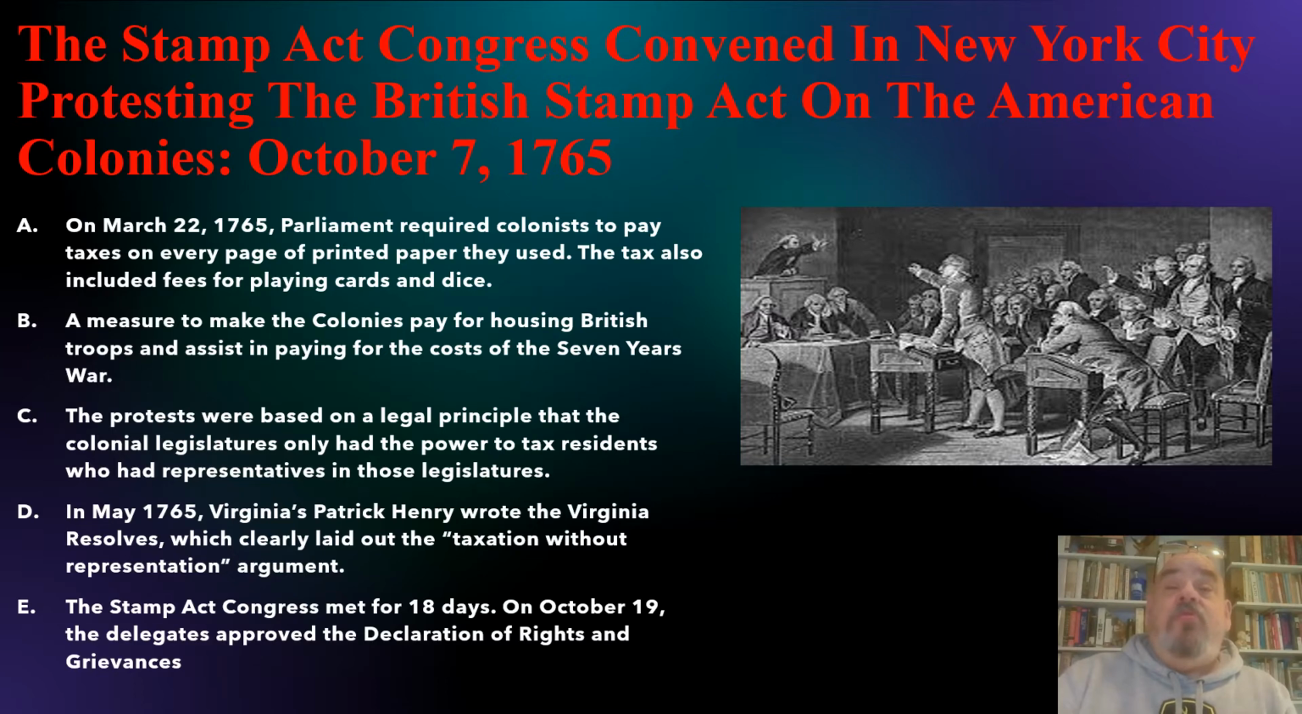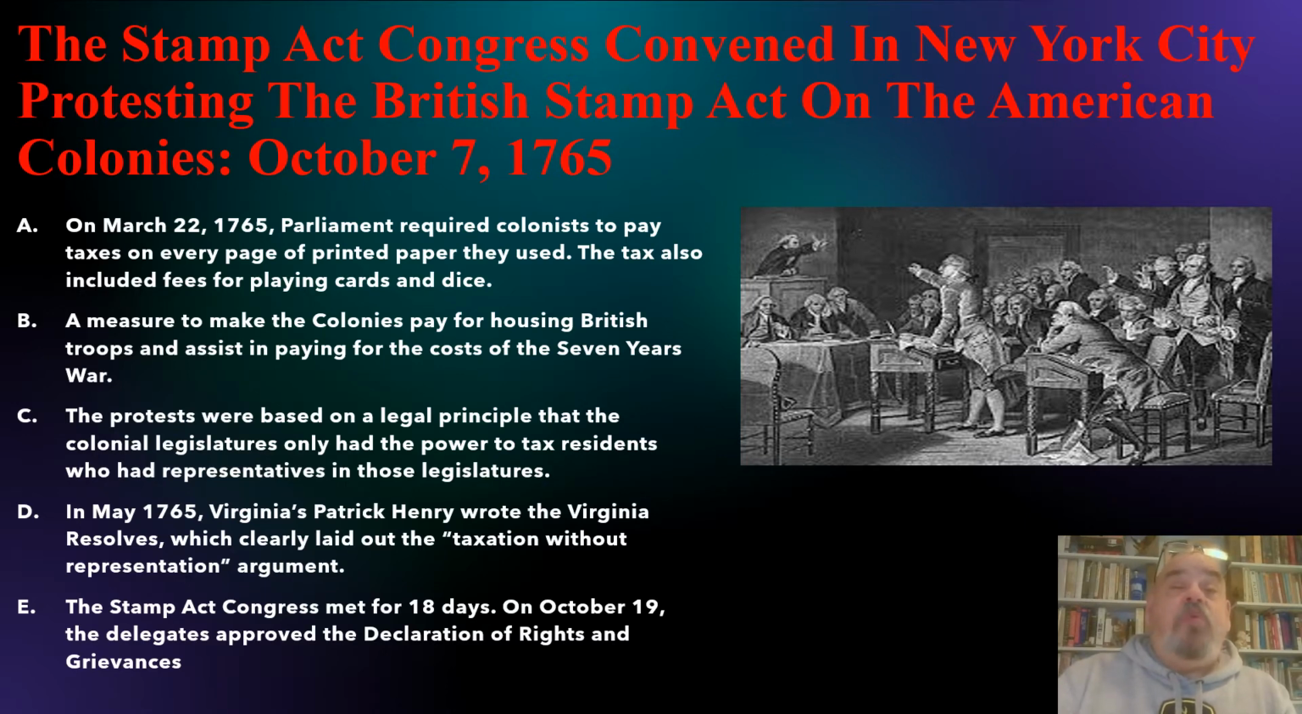It was a measure to make the colonists pay costs for hosting British troops on the continent and assist in paying for the costs of the 7 Years' War. Now, the 7 Years' War we know as the French and Indian War. The new tax amounted to a sales tax for the colonists, which didn't sit well with many of the residents who considered themselves quite removed from such measures.